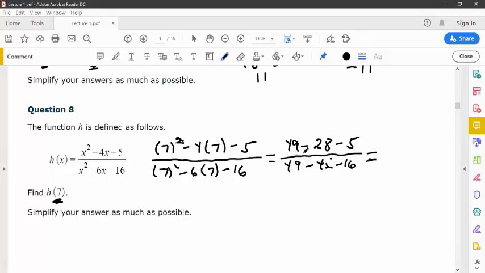So in the numerator, I have 49 minus 28, which is 11. Excuse me, it's 21. And 21 minus 5 is 16. So again, 49 minus 28 is 21, and 21 minus 5 is 16. In the denominator, I have 49 minus 42, which is 7, and 7 minus 16 is negative 9. So my answer would be negative 16 over 9.